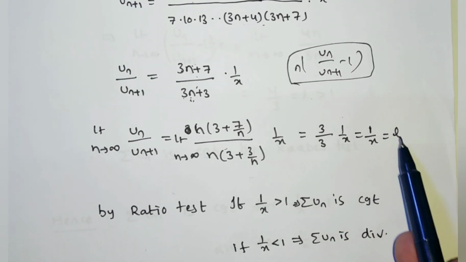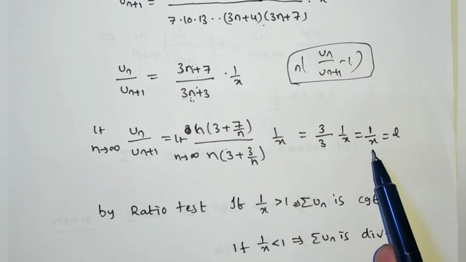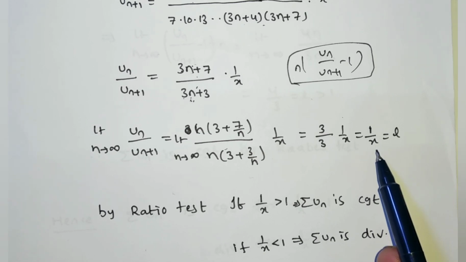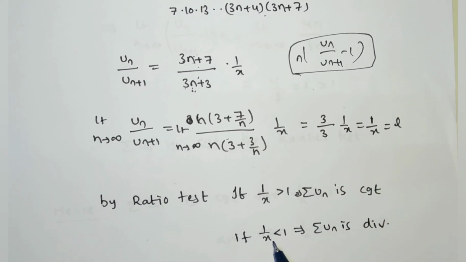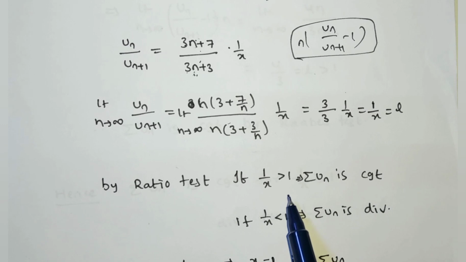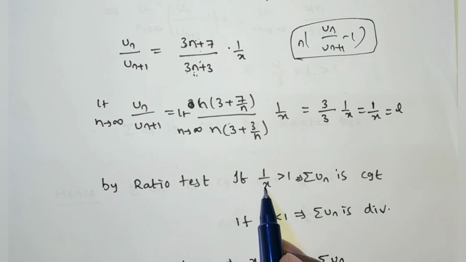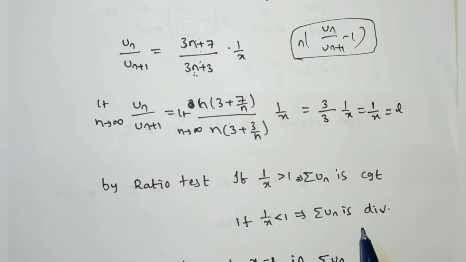Now this is L. You don't know x, but it is given that x is greater than 0. If x is greater than 0, then 1 by x may be greater than 1 or less than 1, or maybe equal to 1 also. So you have different cases here. By the ratio test, if L is greater than 1, that is 1 by x greater than 1, the series is convergent. If 1 by x is less than 1, the series is divergent.